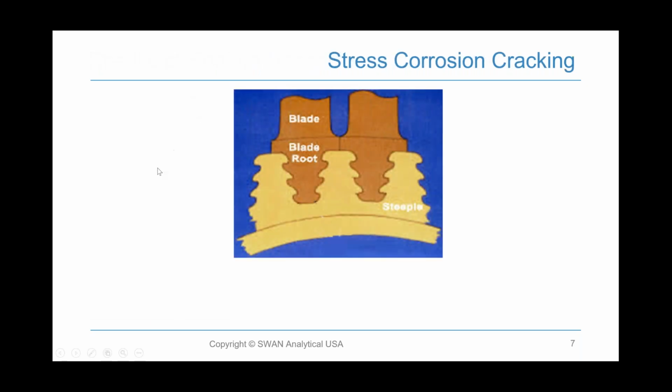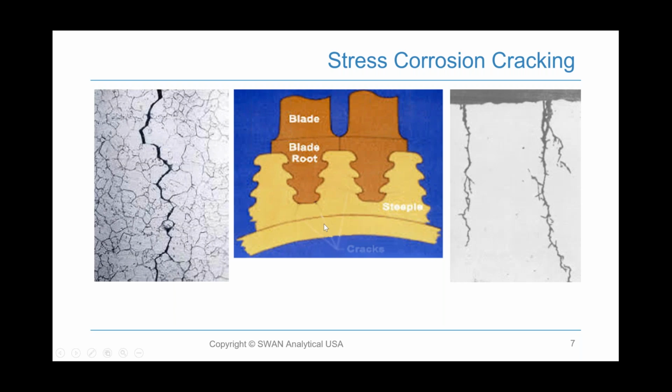Let's talk a little about stress corrosion cracking. What you see here is a picture of the rotor and disc and the turbine blading, which fits into the disc. Deposition of sodium salts can lead to pitting, which can cause cracks, intergranular cracking or stress corrosion cracking in these components, as you see in the center picture in the steeples of the disc.